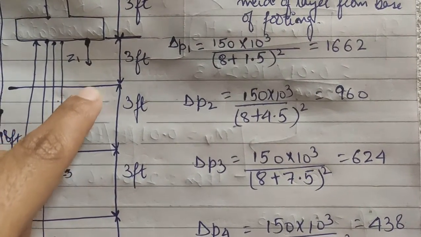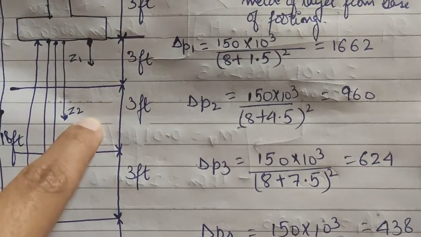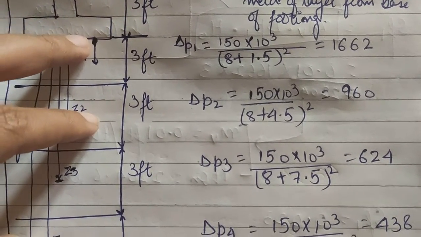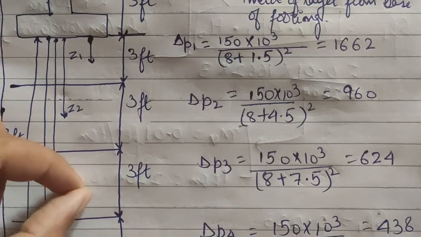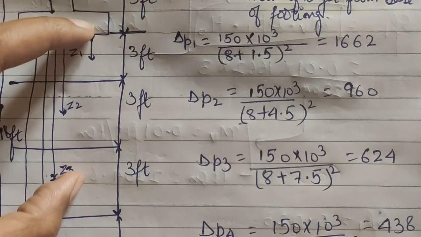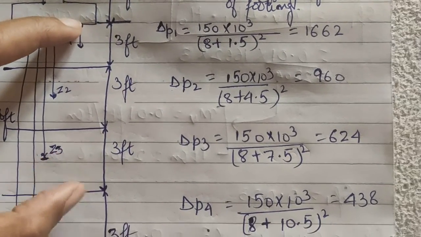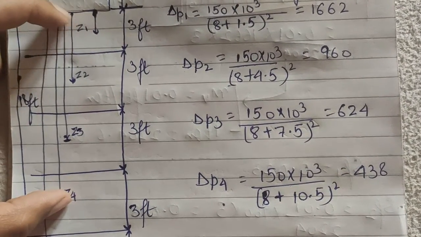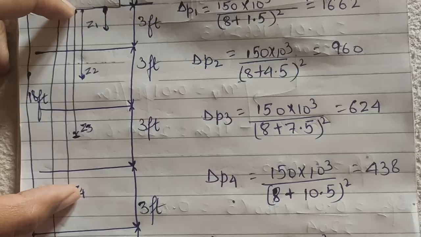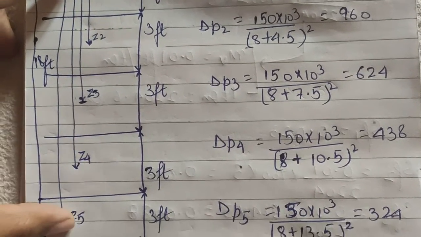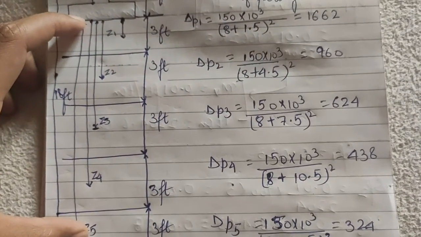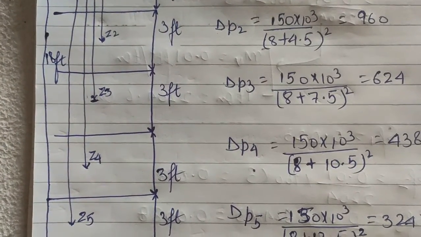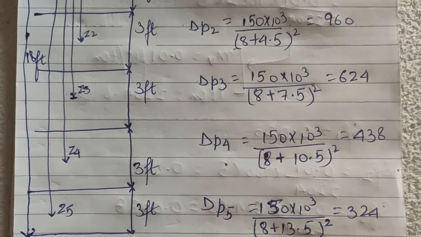For the second layer, the distance up to the middle point comes out to be 4.5. In case of the third layer, this distance comes out to be 7.5. In case of the fourth layer, this comes out to be 10.5, and in our last layer, the distance comes out to be 13.5. So we can calculate the change in pressure in varying layers.